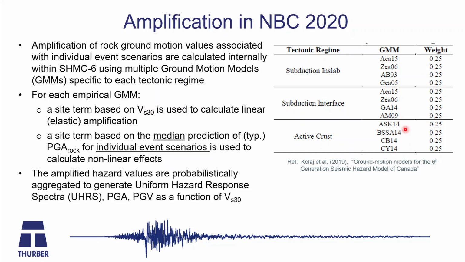Now in MEC 2020, the amplification is based on internal values. It is all treated internally within the seismic hazard model, and it's calculated using each of the ground motion models that are included within the hazard model. So there are 4 ground motion models for each of the tectonic regime types that we have here in southwestern BC.